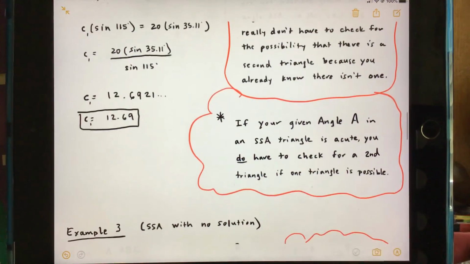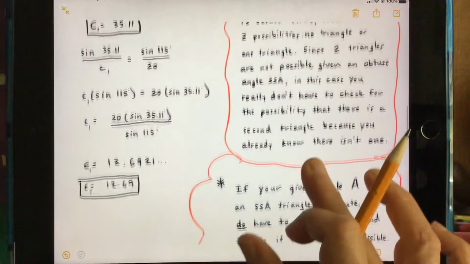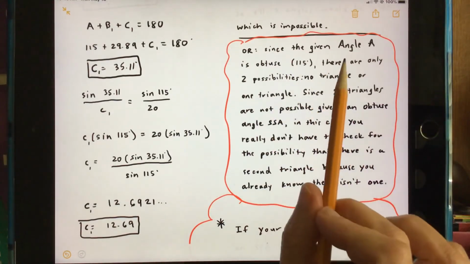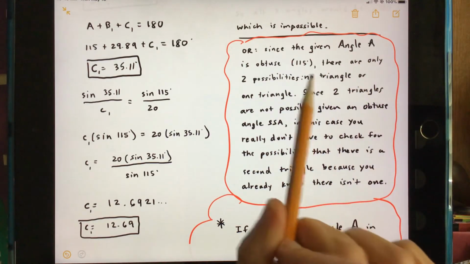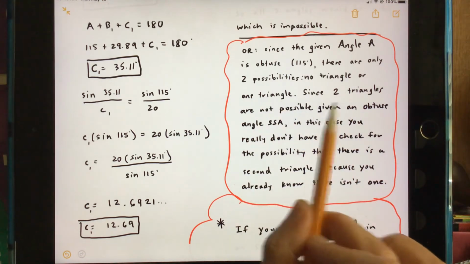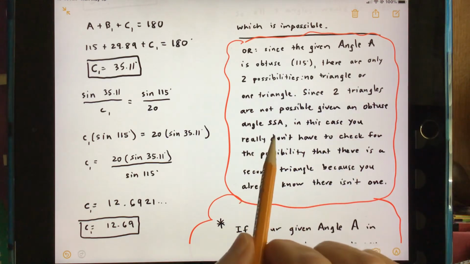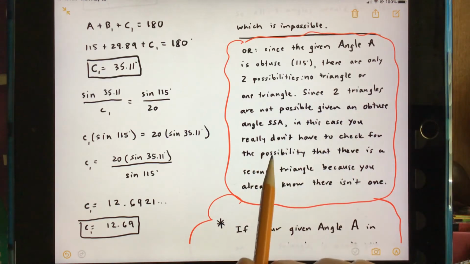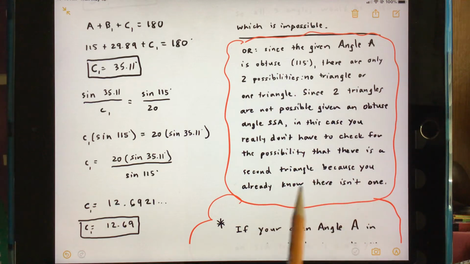But I want to point out one thing that we haven't really talked about yet. Since your given angle A in your SSA triangle was obtuse, there were only two possibilities, no triangle or one triangle. Since two triangles are not possible given an obtuse angle in SSA, you don't have to check for a second triangle because you already know there isn't one. But we're going through the procedure just so you know how it works, that we're always looking for a second angle once we've determined a first angle measurement.